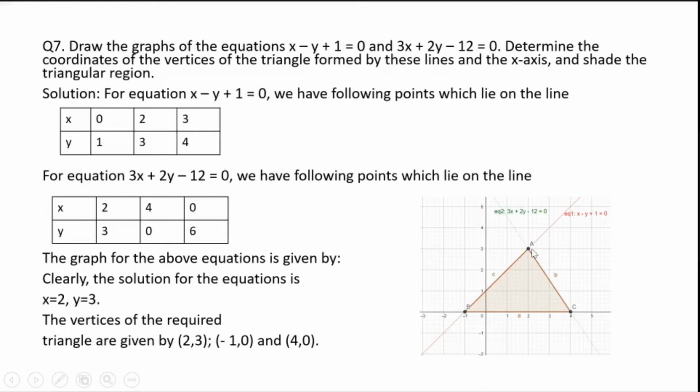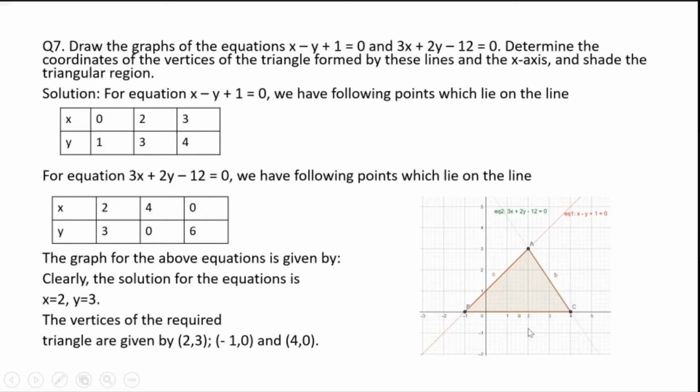The vertex A will be 2, 3. For B, it's going to be minus 1, 0. For C, it can be 4, 0. If they had asked me for the area, it would have been half into base into height. Base I can see is 5 units. The height I can see is 3 units. So the area would come out to be half into 5 into 3, that is 7.5 units square.